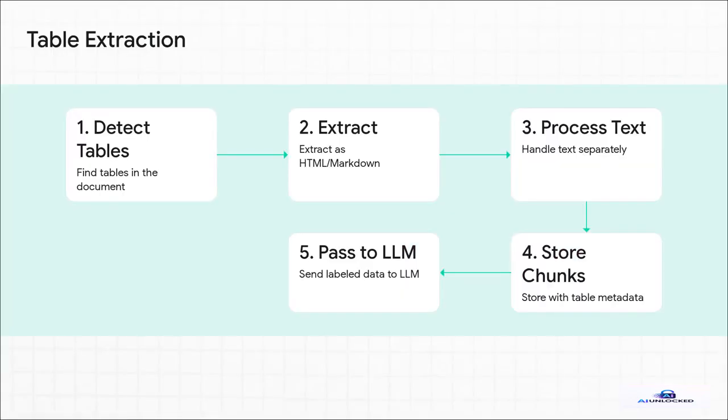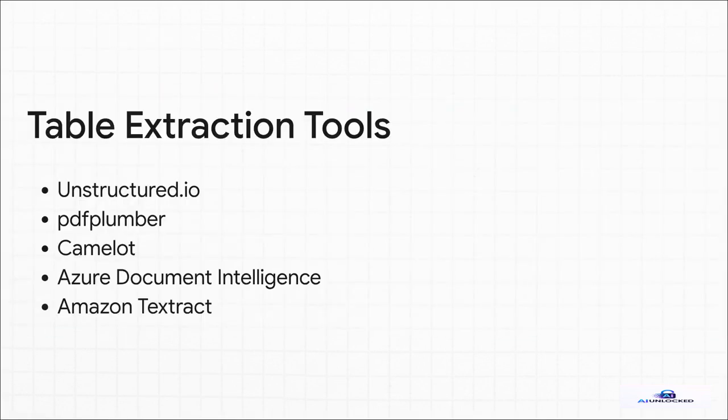So getting this right involves a pretty specific workflow. It's 5 key steps. First, you have to detect where the tables are in the document. Second, you extract them not as text but as HTML or Markdown to preserve that structure. Third, you handle the regular text around the table separately. Fourth, you store these as distinct chunks, maybe with some metadata. And finally, you pass these labeled chunks to the LLM so it knows, hey, this is text, and hey, this is a table.